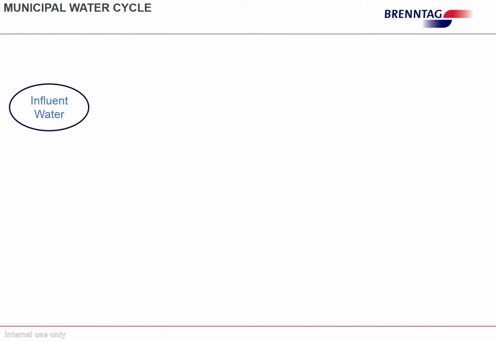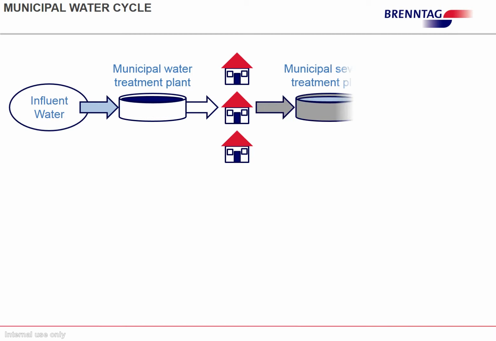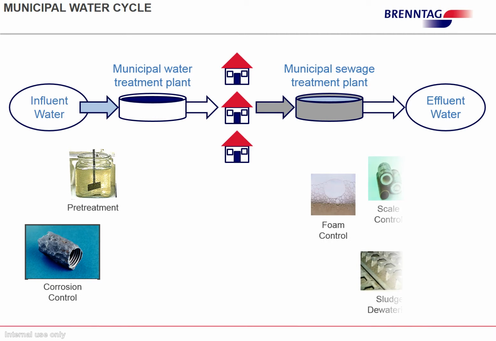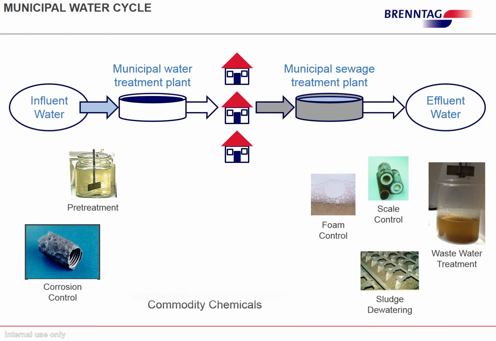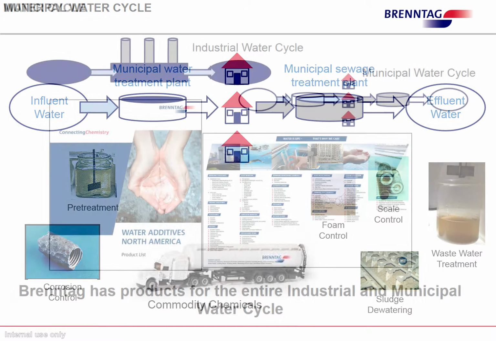If we look at the municipal market, we have influent coming into the municipal water plant where it's treated, then through a distribution system to homes and to businesses, from there to a municipal sewage treatment plant, and from there back into the environment. Likewise here, Brenntag has a variety of chemistries that we can offer to the municipal market. Wastewater, foam control, corrosion, and commodity chemicals are just some of the products that we bring to the table for the municipal market.